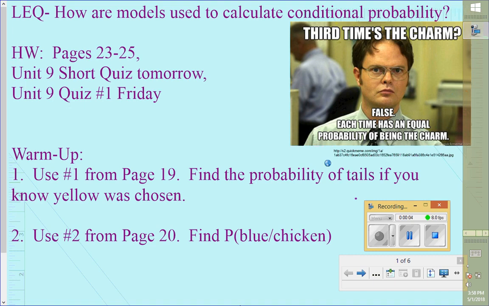This is day 7 of Unit 9. We started today with this warm-up, so take a moment and do that now. Pause the video, try it, and then play to check your answers.